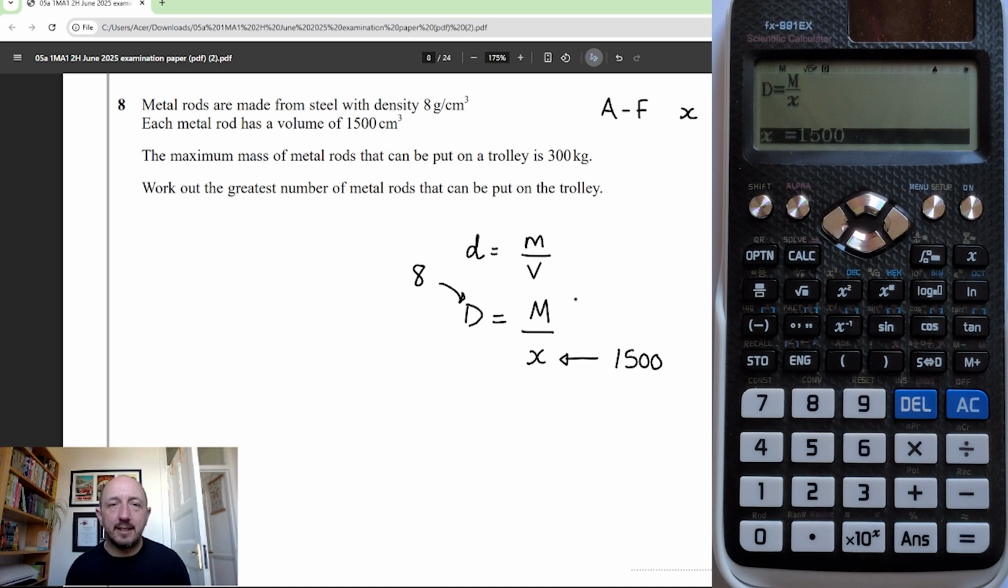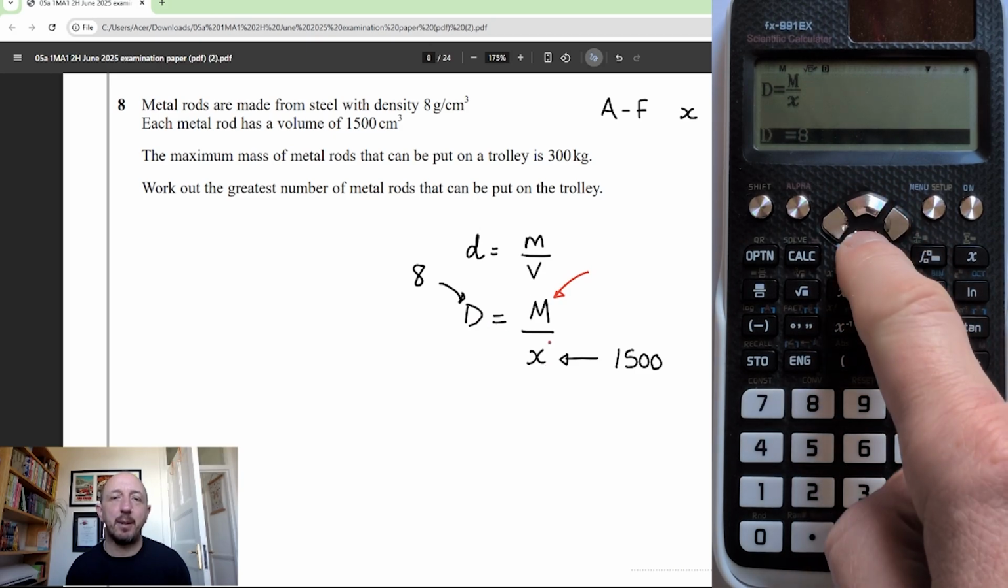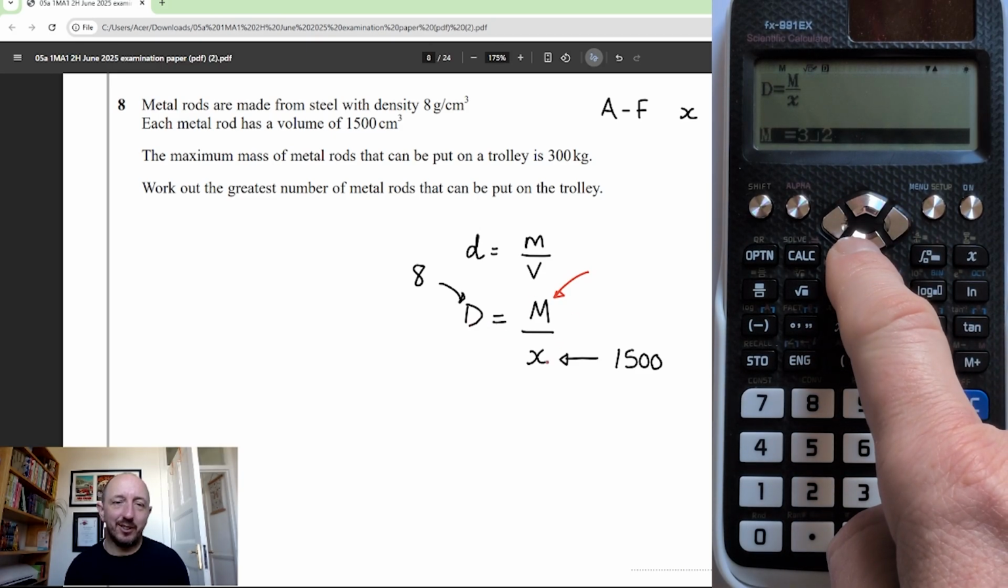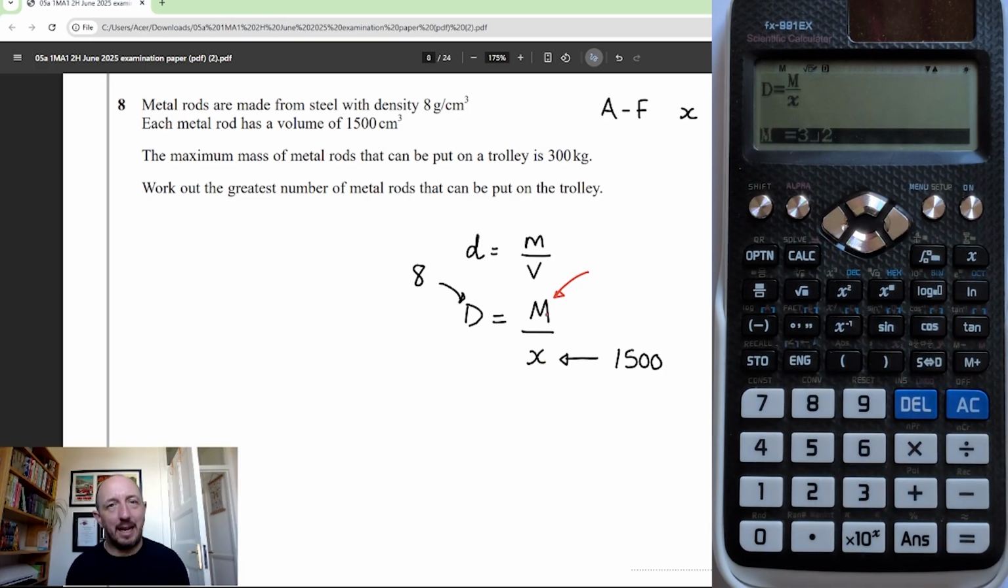And the mass is the one that I actually want to find. So I must make sure that I'm on the M black bar when I press my final equals. If I'm on the D or the X black bar, then when I press equals, it will try to find density or X. I want the mass. So make sure you're on M, and when we press equals, we will get our answer, which is 12,000.